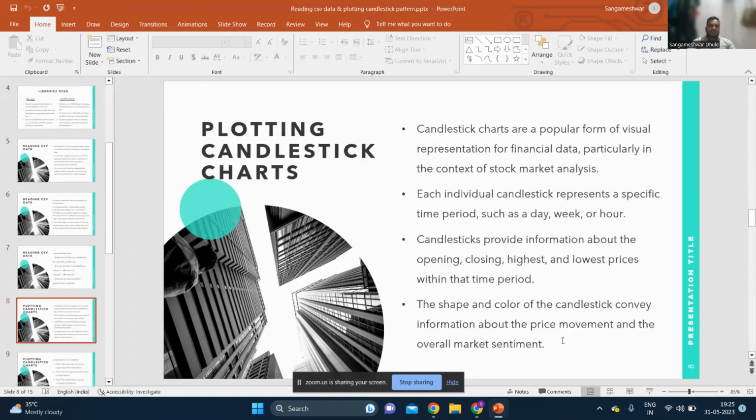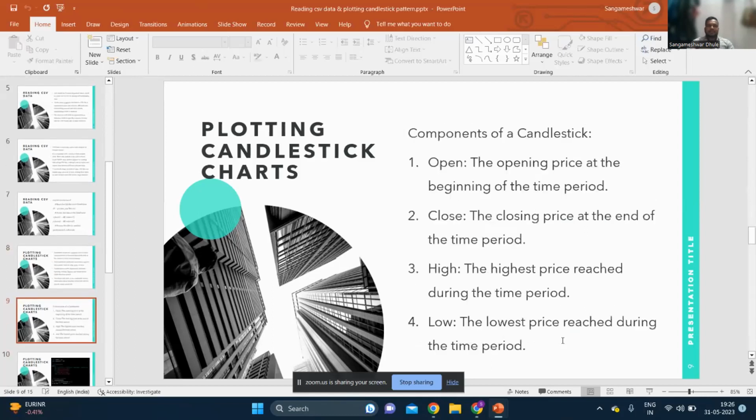Let's move on to how we can plot the candlestick charts. Candlestick charts are a popular form of visual representation for financial data, particularly in the context of stock market analysis. Each individual candlestick represents a specific time period such as a day, week, or an hour. A candlestick provides information about the opening, closing, highest and lowest price within the time period. The shape and color of the candlestick convey information about the price movement and the overall market sentiment.